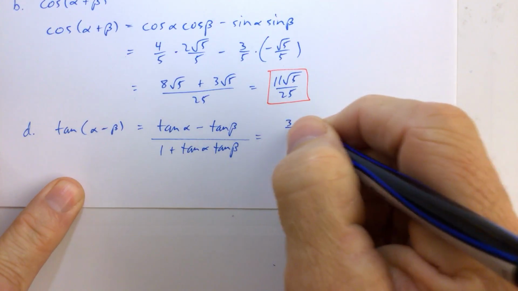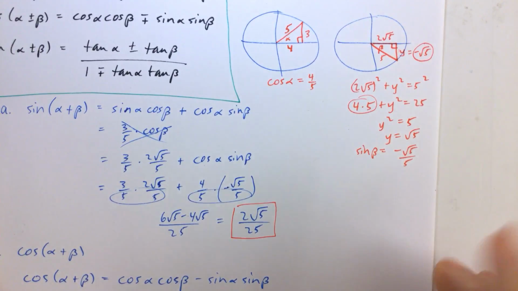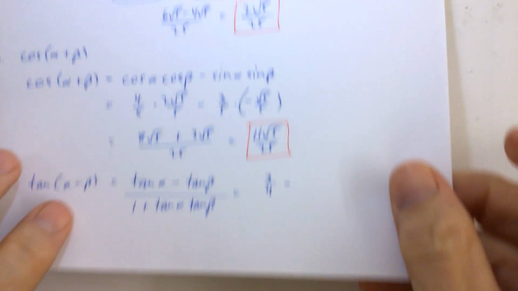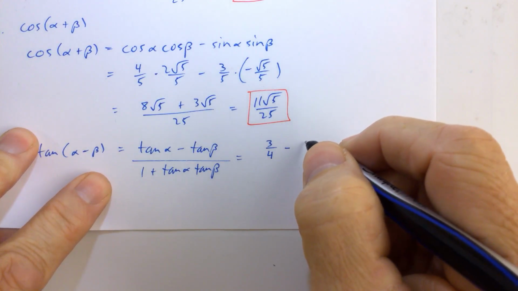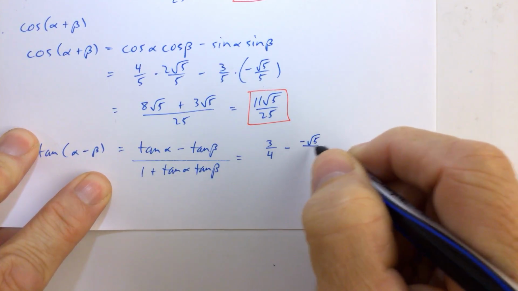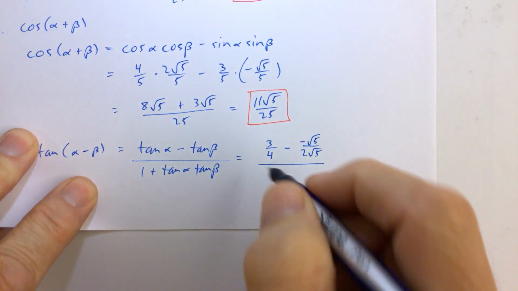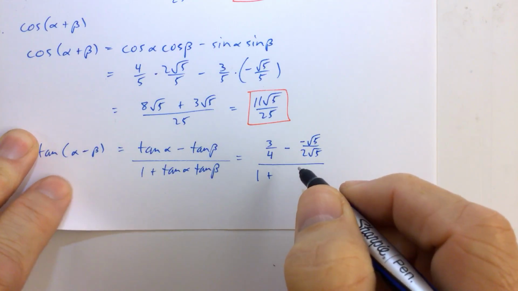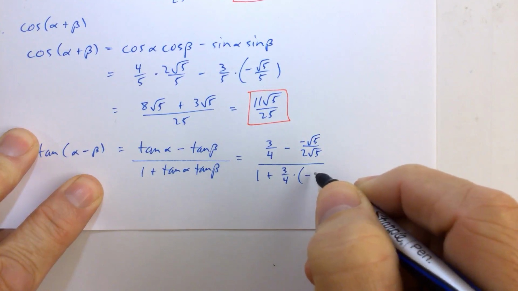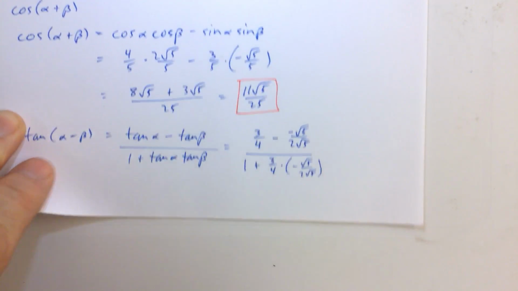So we have 3/4 minus tangent of beta, and the tangent of beta, again, opposite over adjacent, so negative radical 5 over 2 radical 5. I'll put everything in there. We'll simplify later. Over 1 plus tangent of alpha, again, it's 3/4. Tangent of beta, negative radical 5 over 2 radical 5. So now it's just algebra.